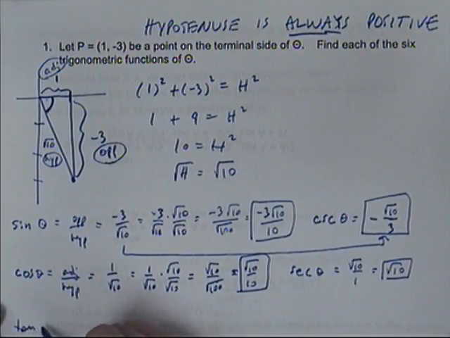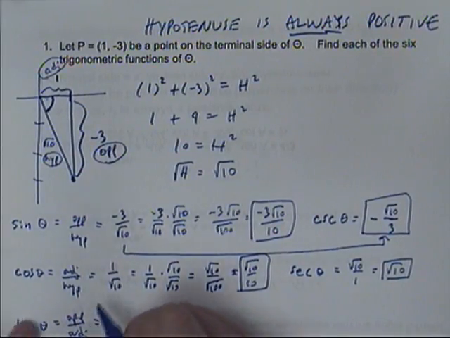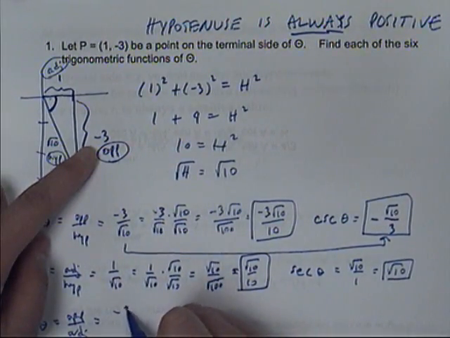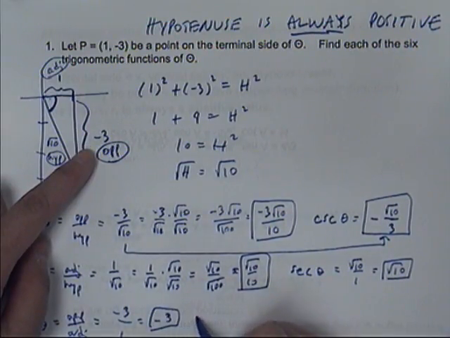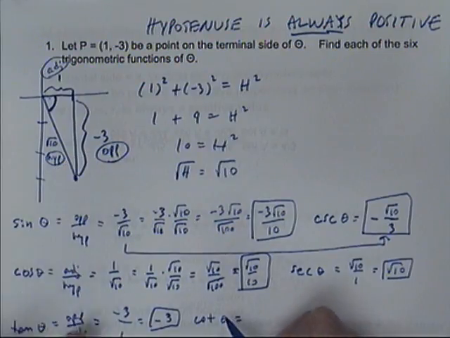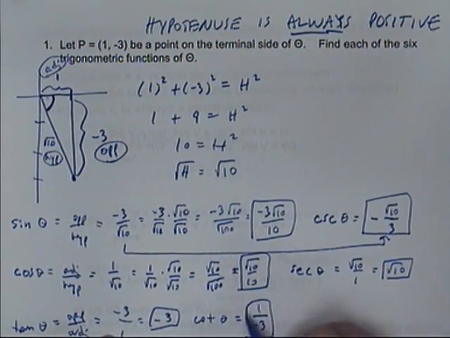And then finally, the tangent is opposite over adjacent. Opposite is negative 3, adjacent is 1, that's just negative 3. So that means the cotangent is the reciprocal of this, which would be 1 over negative 3.